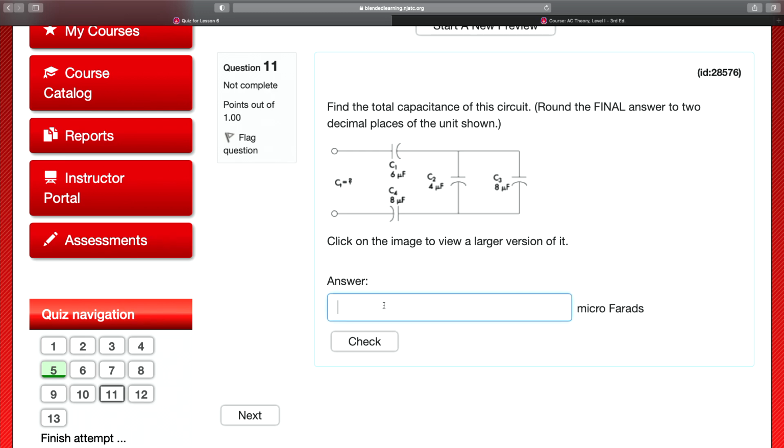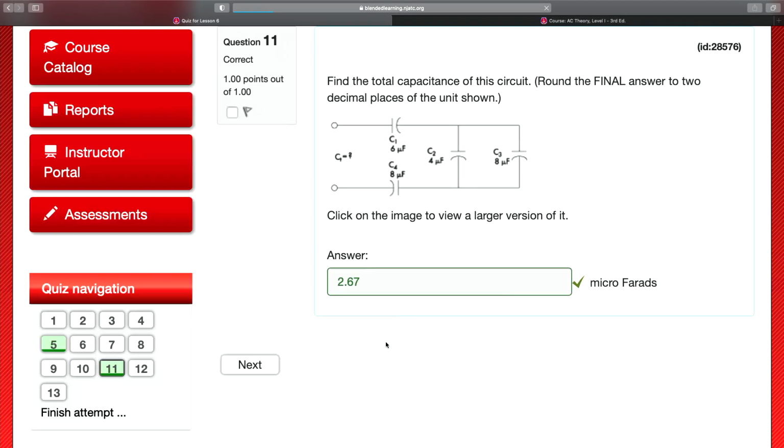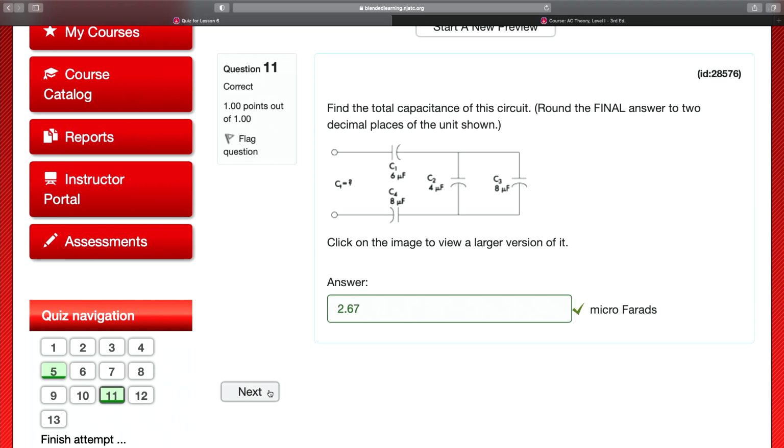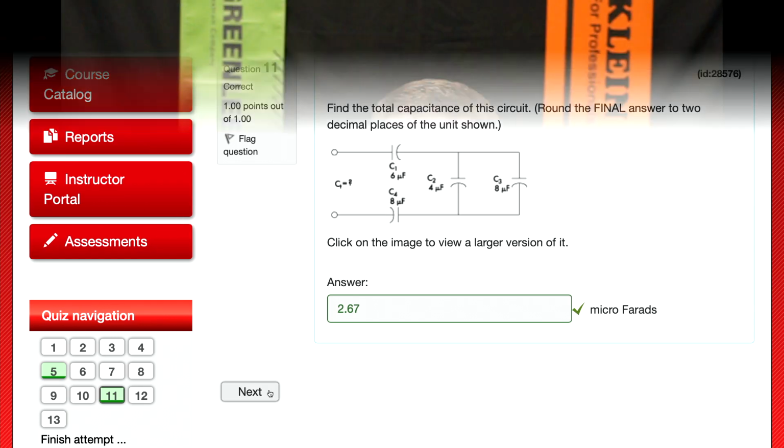So entering that into the question of 2.6, and it says 2 decimal places. So I'm going to go 2.67 and check it. And it's the correct answer. So that's just a quick reminder of how you factor both parallel and series.